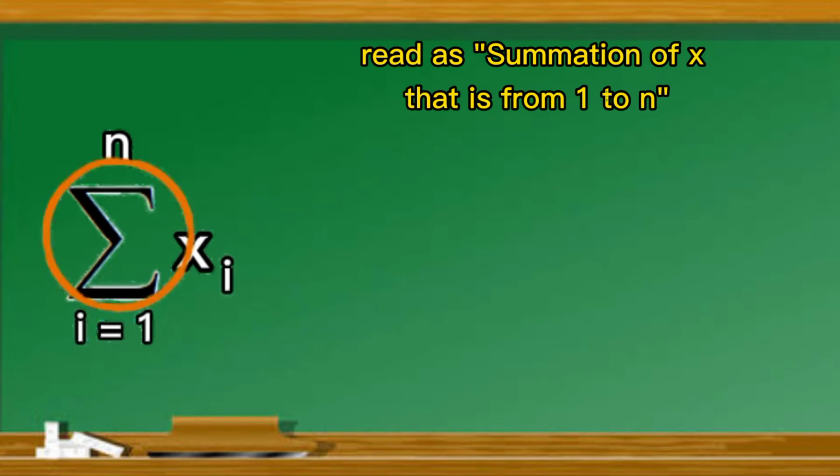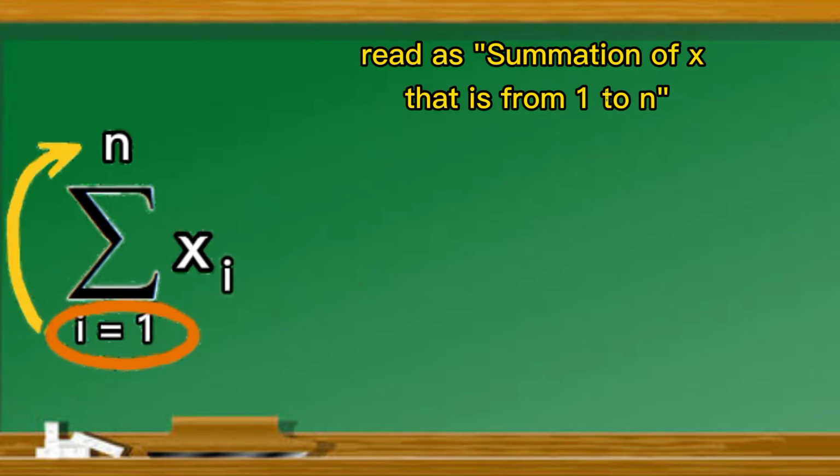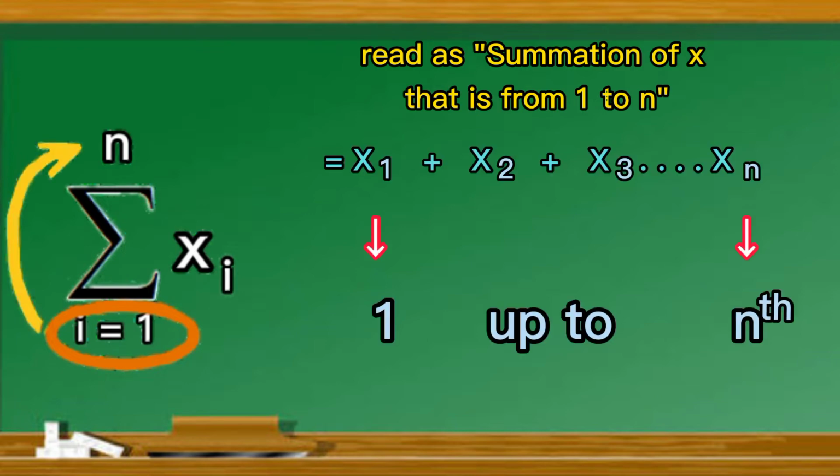Ibig sabihin itong symbol na to is to sum up. So, ibig sabihin, we are going to add numbers from 1 up to n. So, from the first term, which is 1, up to the nth term, ay ipag-a-add natin. So, yun nga, inulit ko lang.